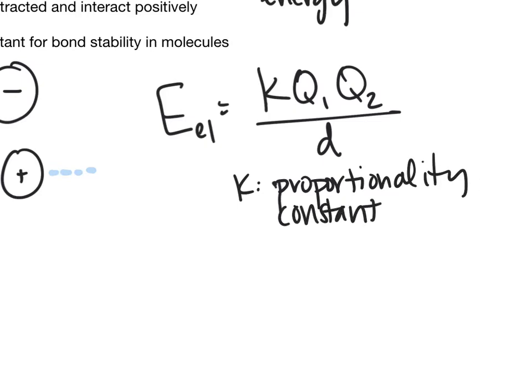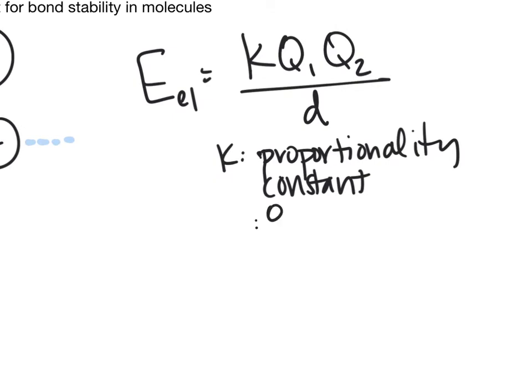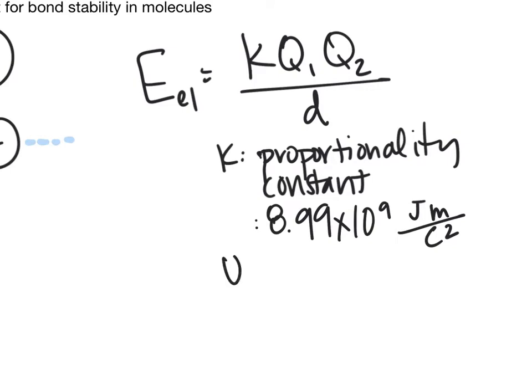And the proportionality constant is, in fact, 8.99 times 10 to the 9. Whoa. My joules got a little messed up. Joules meters per Coulomb squared. And so this value would be provided on an equation sheet, and Q1 or Q2 is the charge.